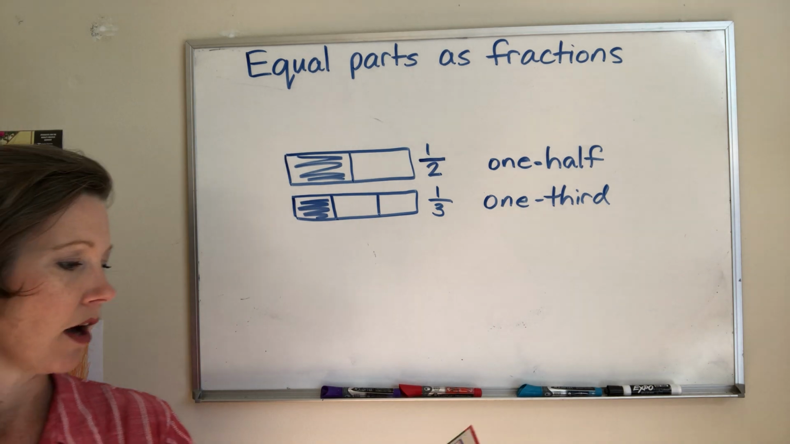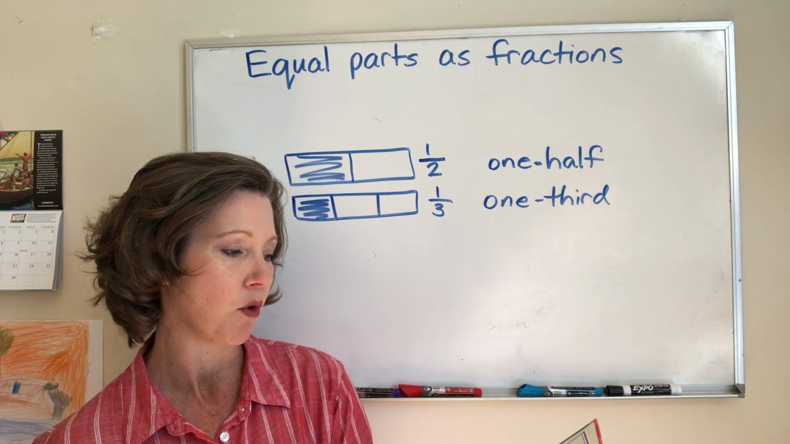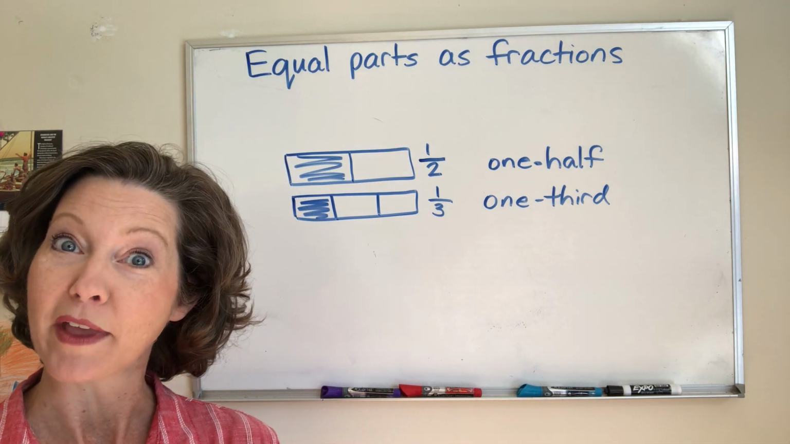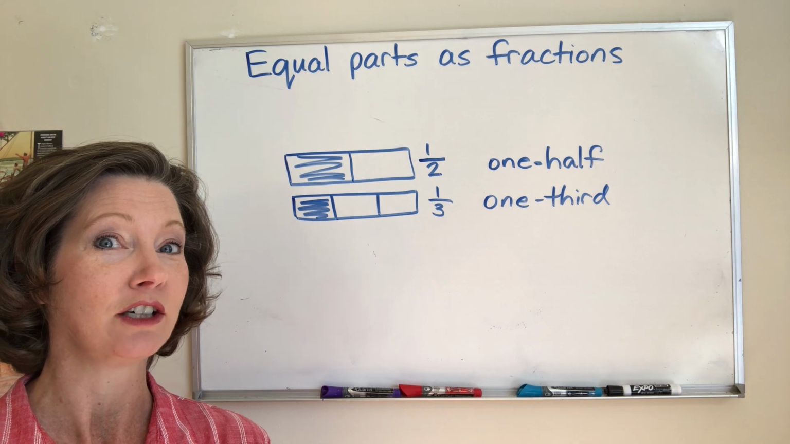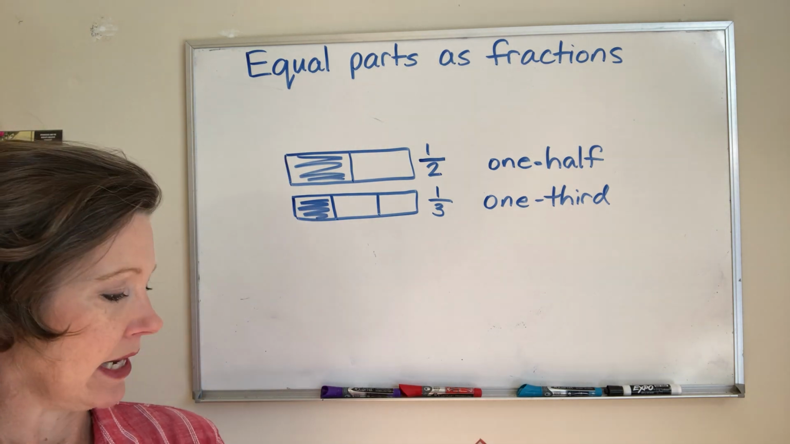And then the last one I'm not going to write on the board is one-fourth. 1 out of 4 parts are colored. And you could also call that one-quarter. How many quarters does it take to make a whole dollar? 4. So we can call that a quarter. Isn't that fun that you already know that about money?